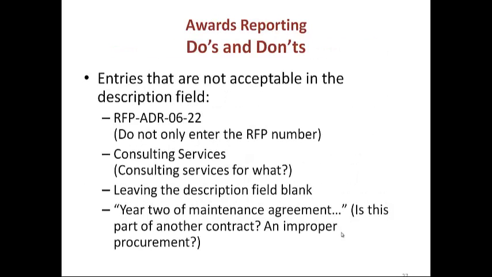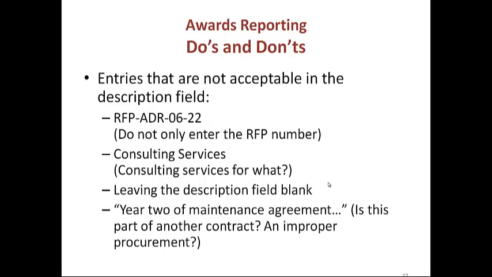Some do's and don'ts for awards reporting. Remember, entries that are not acceptable in the description field: don't put only the RFP or the IFB number. That doesn't tell the public anything. Don't put something so generic that people can't really tell what it is. For instance, consulting services. Say, consulting services for, and then list what they're consulting on.